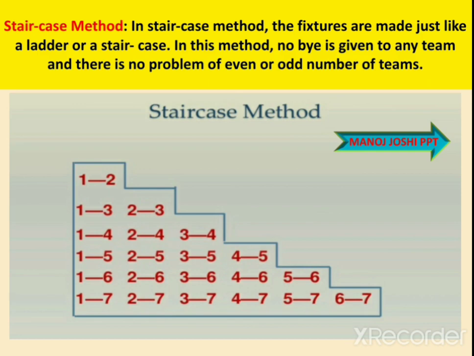Number of fixed teams, whatever it is, odd number of teams or even number of total teams, no problem. Number of rounds will be always n minus 1. So as many as the number of rounds are there, that many times we will write the first team's number. 1, 1, 1, 1, 1, 1. 6 times we have written because number of rounds are 6. Then we can understand this fixture will be made automatically. So this is about the staircase method.